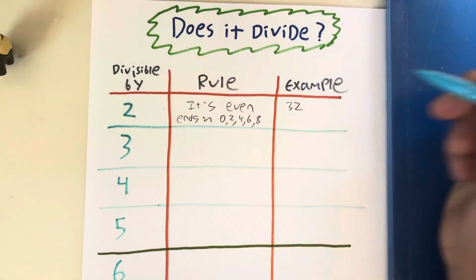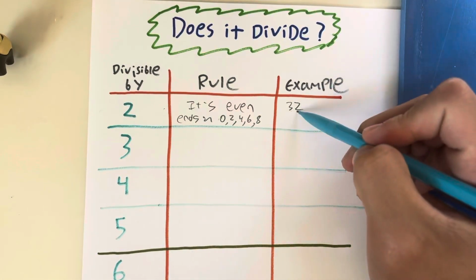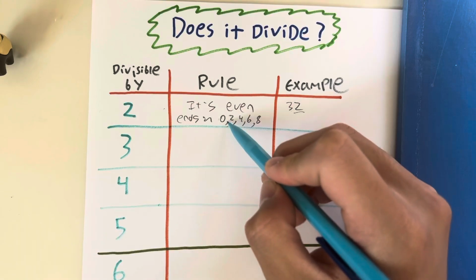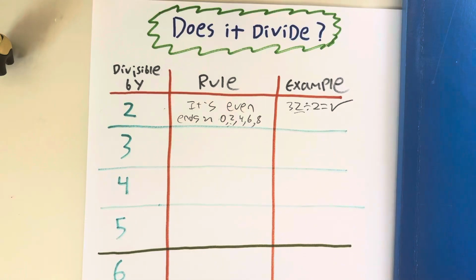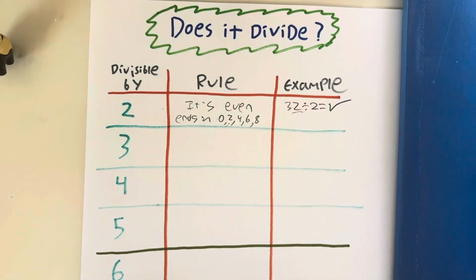Let's say 32. 32 ends in what number? Ends in 2, which is one of the even numbers. So that means that 32 is divisible by 2. So that works out. So let's try an example, or you could try it out yourself.